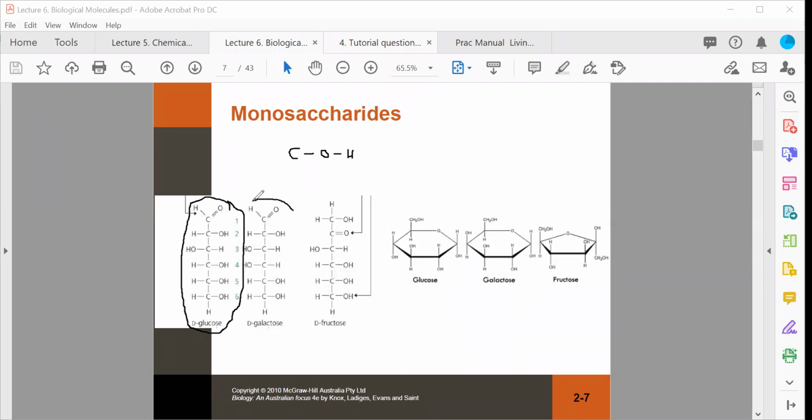All right, let's look at this example here. Another very abundant monosaccharide. This one is galactose, and it's almost identical. Can someone tell me what the difference is between glucose and galactose? Who can spot the difference there?